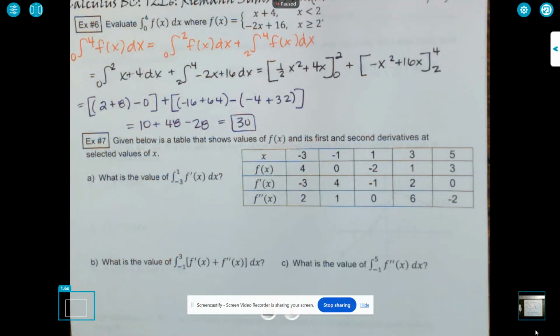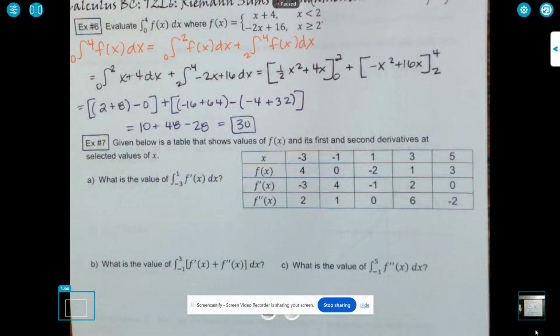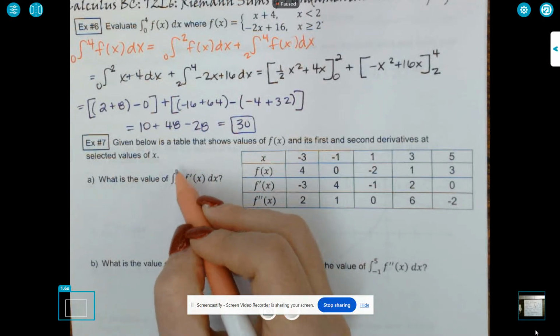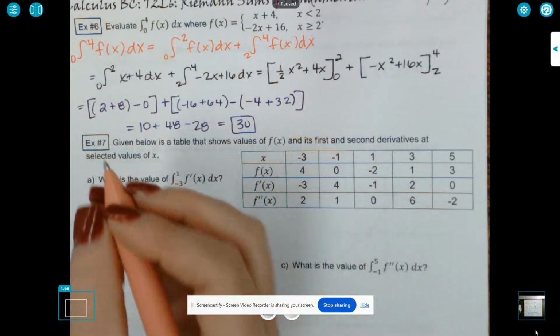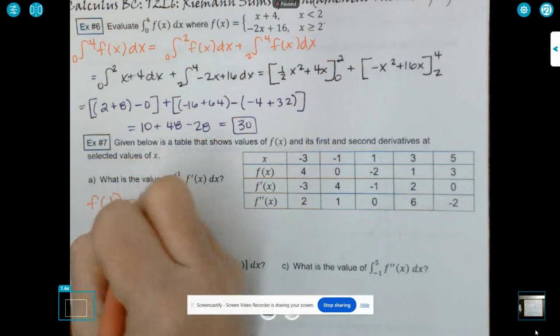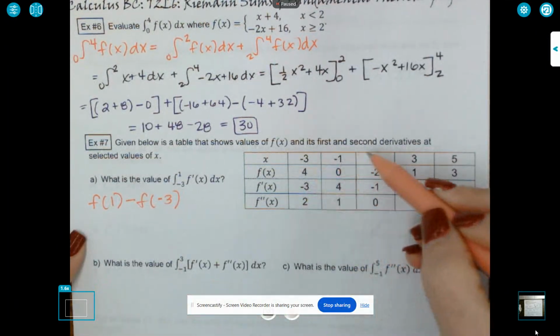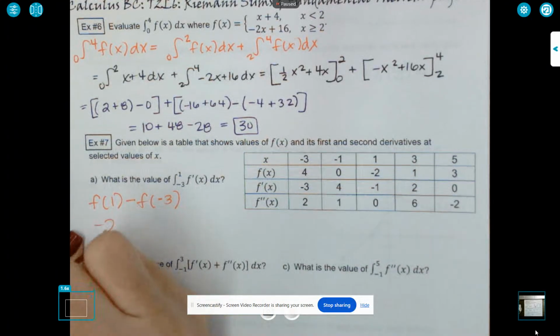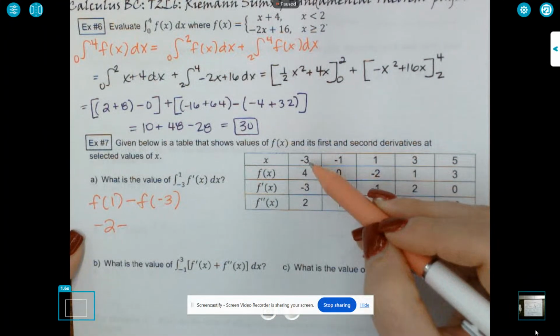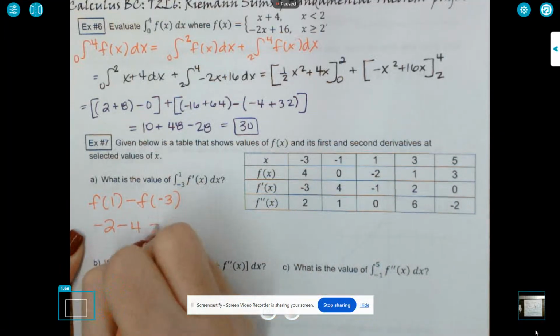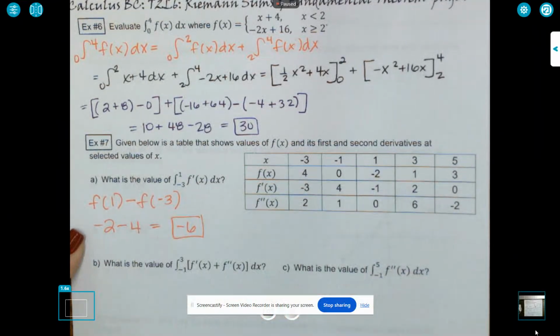All right, example number 7. Given below is a table that shows values of f of x and its first and second derivatives at selected values of x. What is the value of the integral from -1 to 3 of f prime of x dx? So remember, using the fundamental theorem, the definite integral from -3 to 1 of f prime of x is the same thing as f of b minus f of a. So f of 1 is -2, minus f of -3 is 4, and -2 minus 4 is -6. We love chart problems.